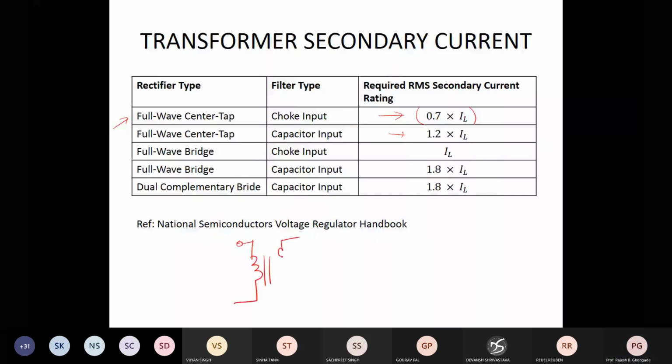This is a transformer, and you have the secondary current I secondary, and you have some load. There is a load current IL. Now this load current is DC, this is RMS. So that is the reason why we have to strike the equivalence. This table says that when I'm using a choke input filter, the secondary RMS current is 0.7 into load current. If it is capacitor input, it is 1.2 into load current, and so on and so forth. We are going to use these equations while designing the power supply.